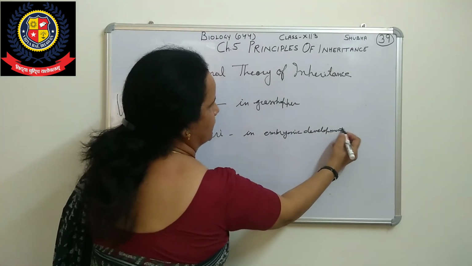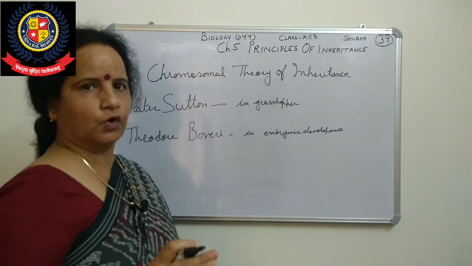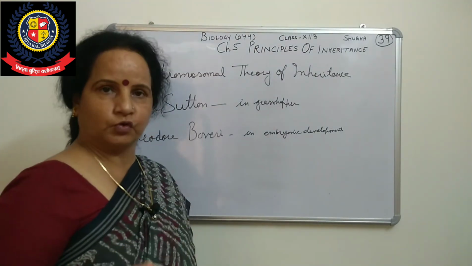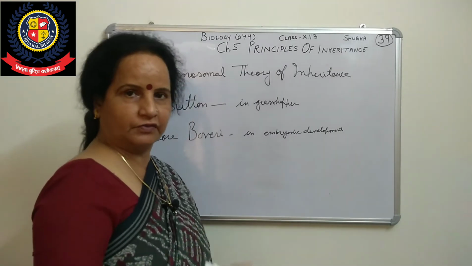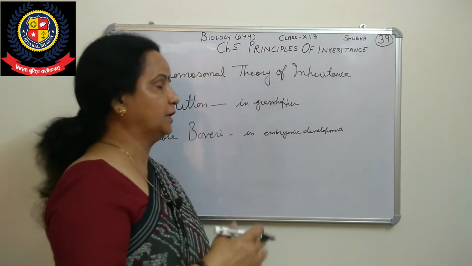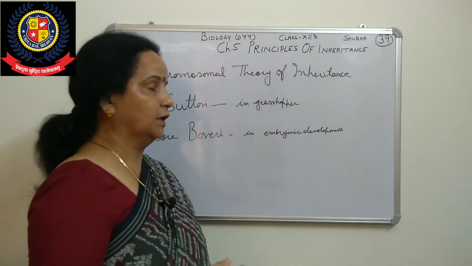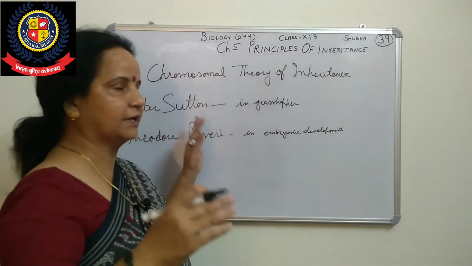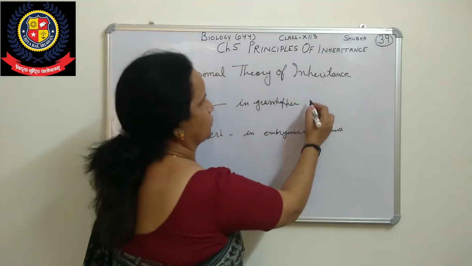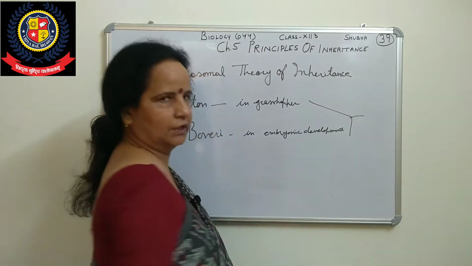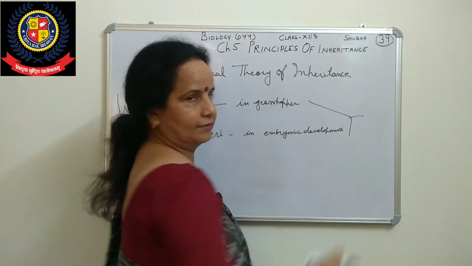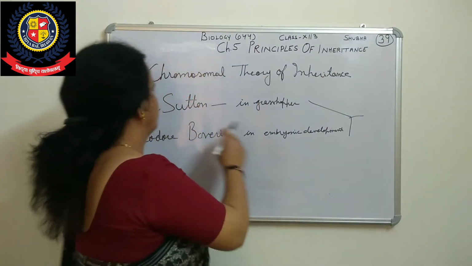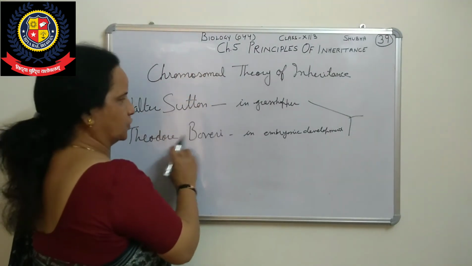And those had given the same conclusions, about chromosomes carrying genes. Now genes are transferring from one generation to another generation carrying the characters. So both had told this, and then they combined the observations together. Then they put forward the chromosomal theory of inheritance, a theory given by Walter Sutton and Theodore Boveri.